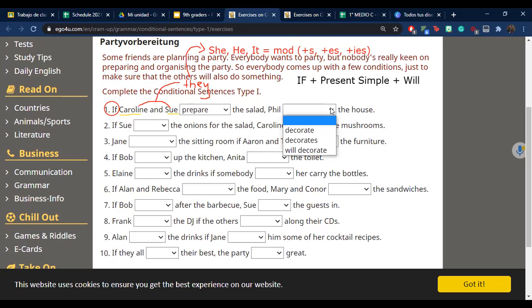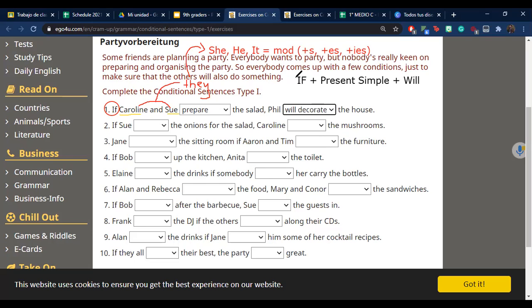Fail. Le tengo que decir yo, ¿cierto? Yes, Carolina, please. Fail. Decorate, no sé cómo se dice. Decorate, decorates, or will decorate. Will decorate. Yes, will decorate. Dijimos. Thank you, Sofía Hermosía.